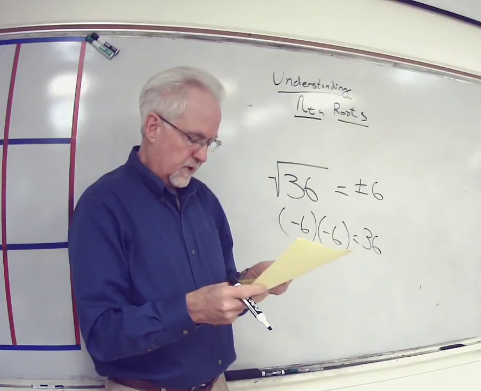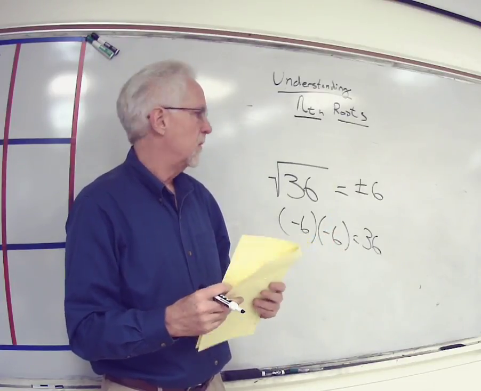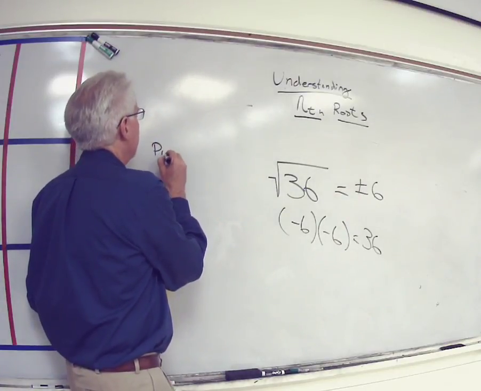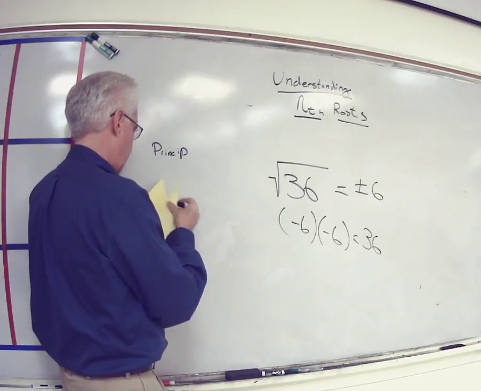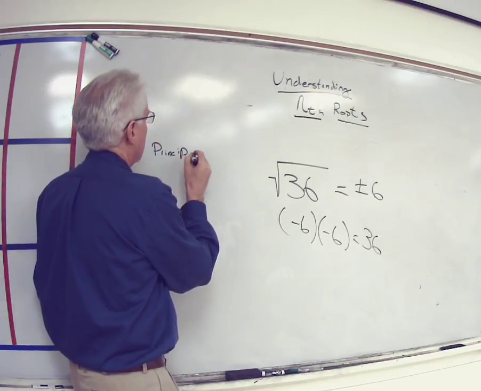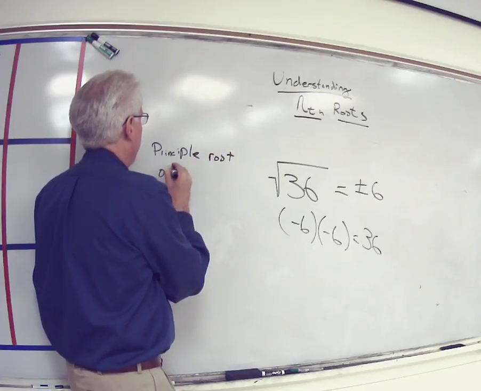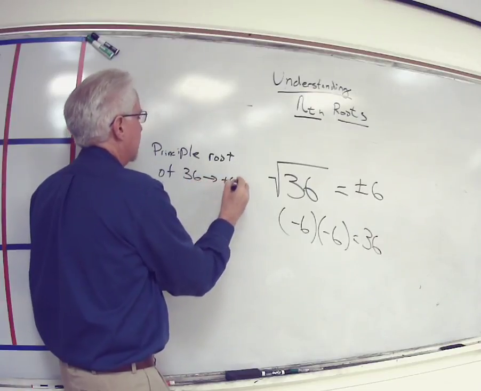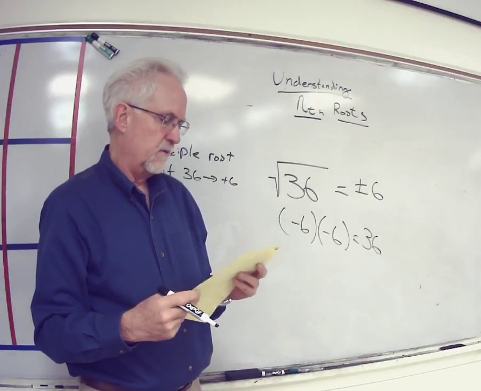All right, so the principal, like if they ask you for the principal root, that just means take the plus one. And so if you say, what is the principal root of 36? That would be plus 6, right? So if it says principal, what it means is it's asking for the positive one. Okay?